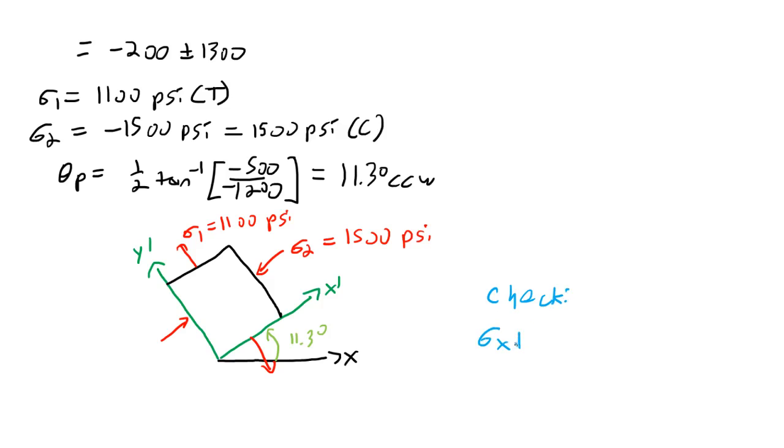Sigma x plus sigma y is negative 400 psi. And what do you know? Sigma 1 plus sigma 2 is also negative 400 psi. So that might be useful.